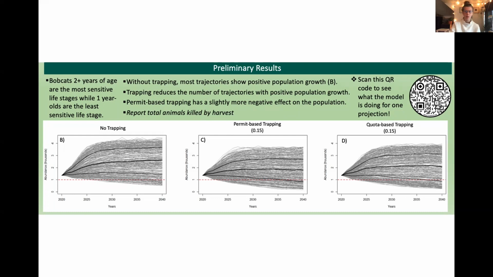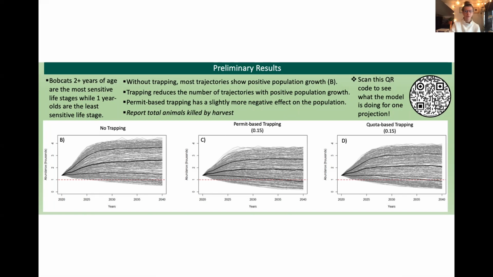However, quota-based trapping, otherwise termed first come, first serve, would set a limit for the total number of bobcats during a set period of time and would encourage trappers to be less selective and thus target all age classes equally. As a result of this, we see that the permit-based trapping has a slightly greater negative effect, resulting in more trajectories with declining populations than the quota-based trapping. This is because adult bobcat survival has a greater influence on the population than young bobcats or kittens.